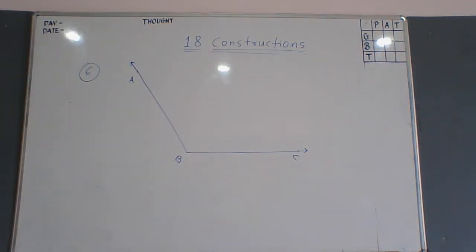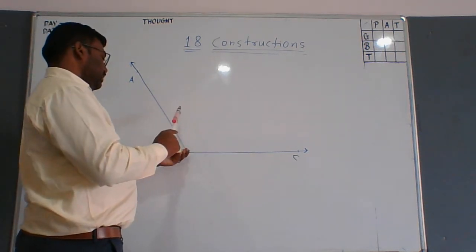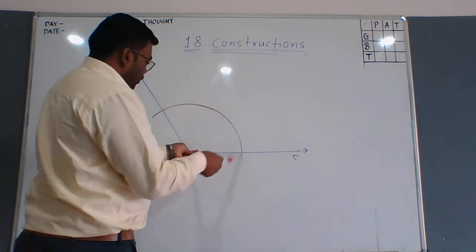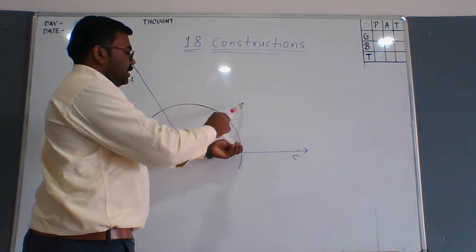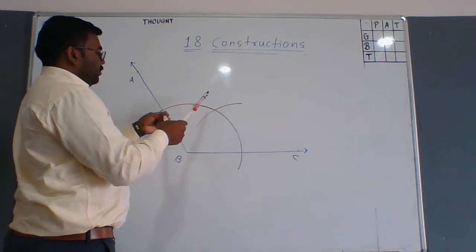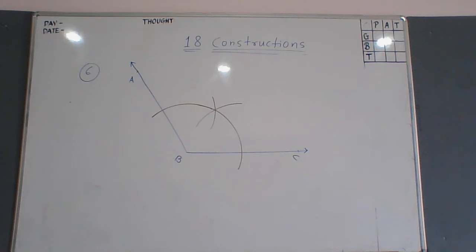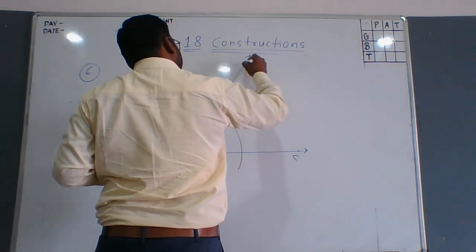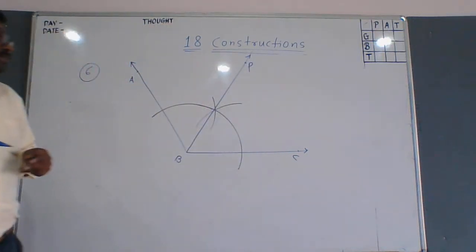Then what we have to do with it? Draw BP, the bisector of angle ABC. So we will draw the bisector of angle ABC. The procedure of the bisector is the same as this. Draw the arc with the pointer here and from here we will cut the arc. Okay, this is our bisector BP of angle ABC. This is point B here, BP.